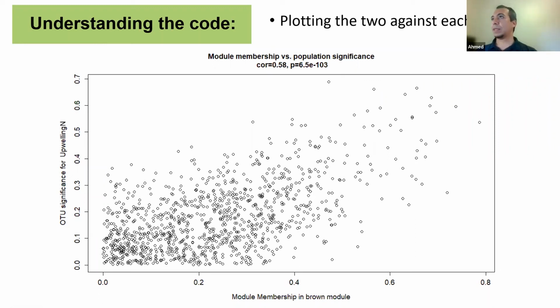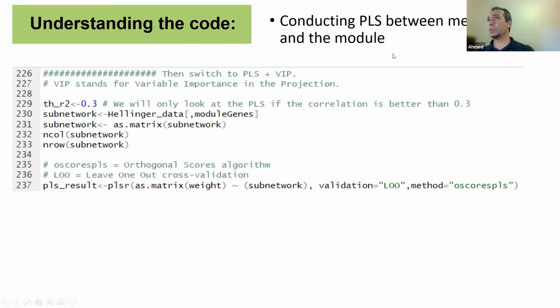But again, this is just the WGCNA. We said that we want to do some independent analyses to look at this direct relationship between your taxa within this module and your ecosystem output. So this is when we do the partial least square regression.